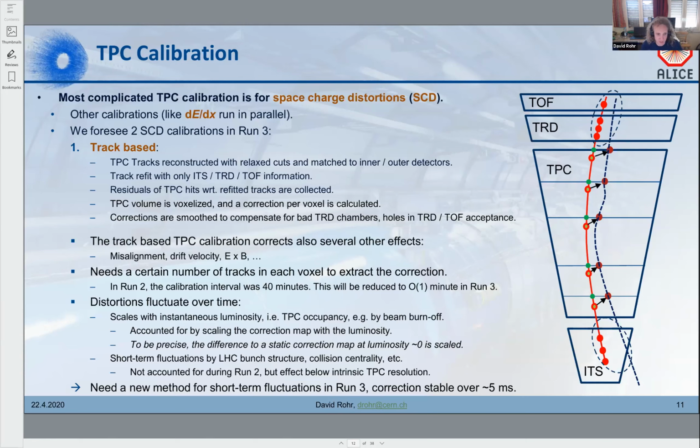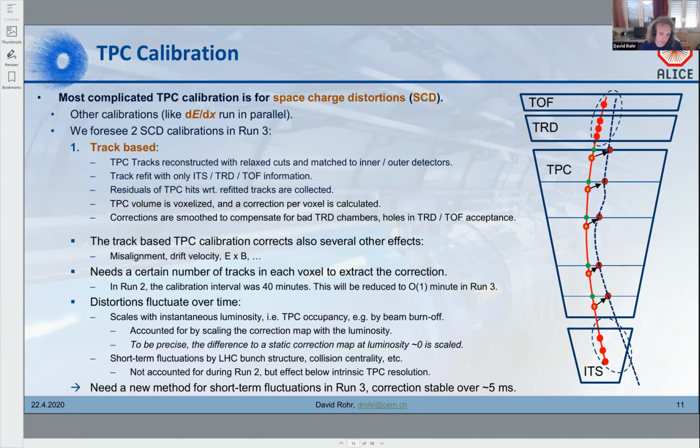The problem is it needs a certain number of tracks in each voxel to get a correct estimation of the distortion in that voxel. And in run 2, this meant we have calibration intervals of around 40 minutes. So we aggregate data for 40 minutes and then we calibrate in that. So in run 3, we'll have much more data, so we can basically reduce this to the order of 1 minute. But now we have the problem that these distortions, they fluctuate over time.